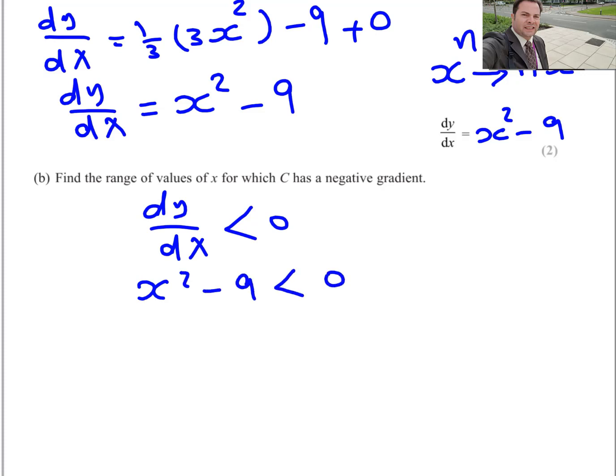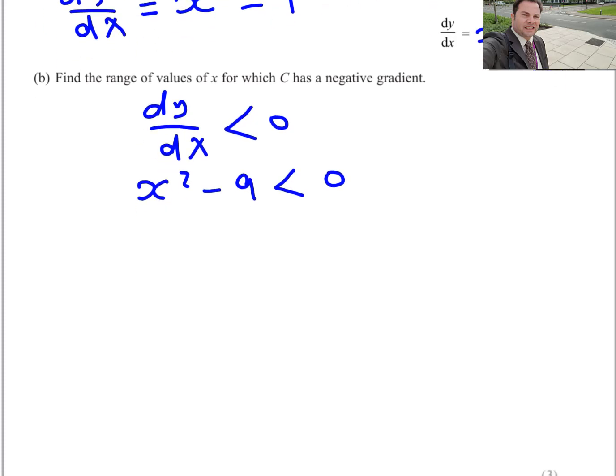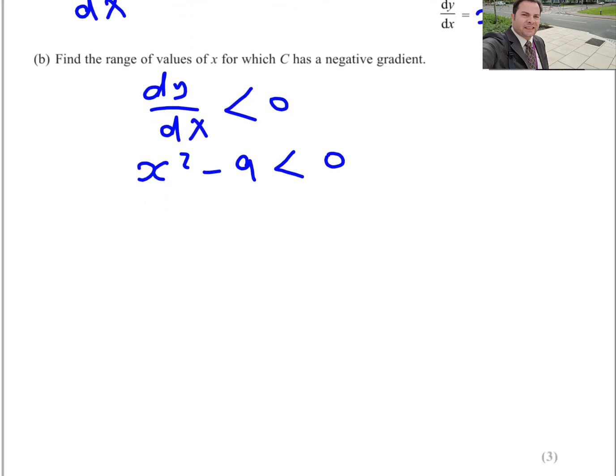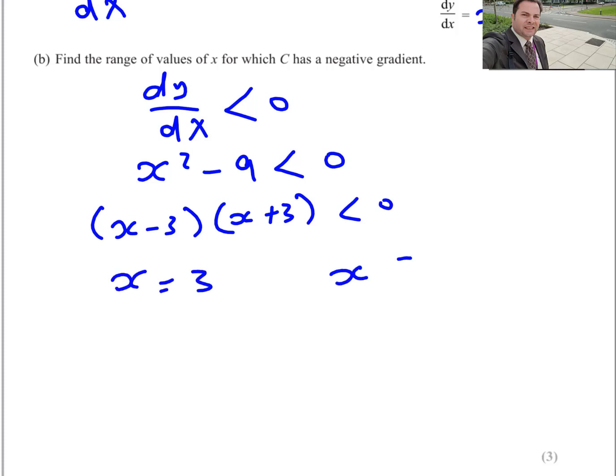This is a quadratic inequality. You can find first the solution of the quadratic equation x squared minus 9. You can factorize x squared minus 9 as a difference between two squares, x minus 3 and x plus 3. So the 2 points are 3 and negative 3. If it is less than 0, so the answer is between negative 3 and positive 3, or you can use the number line test.